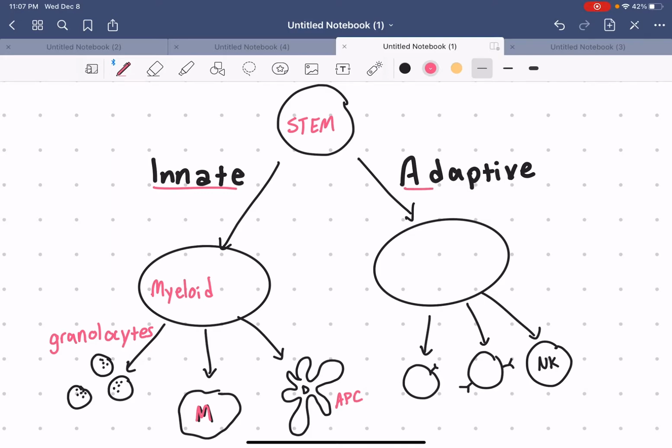If it's destined for the adaptive system, it will become a lymphoid progenitor cell. These result in either T cells, B cells, or natural killer cells. On to the infection.